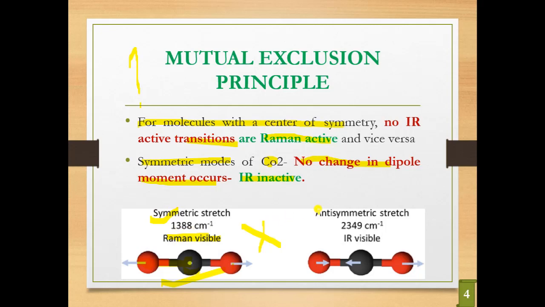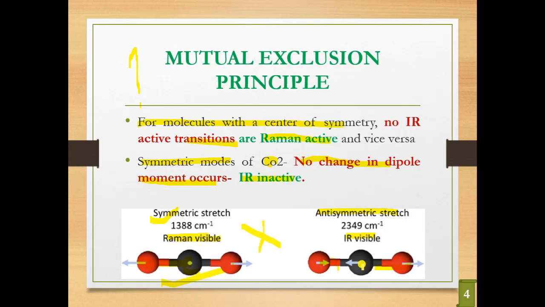But what about the antisymmetric, or asymmetric, stretching vibration? Here it is IR active, meaning there is a change in dipole moment, but IR active means Raman inactive. Here the polarizability of one bond increases and the other one decreases.